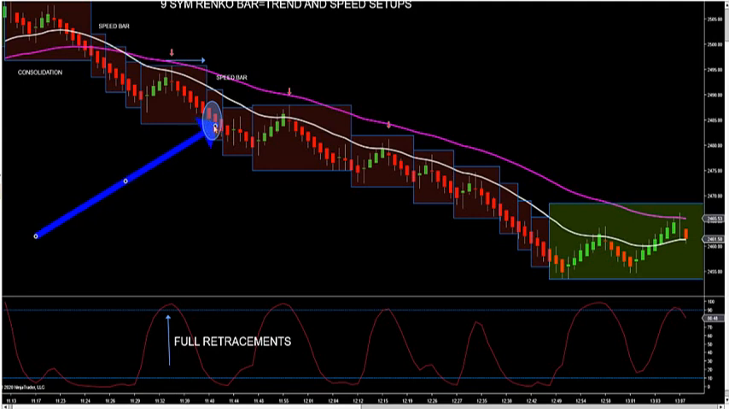But it's a two candle close. There's a two candle close. You want to come up to a full retracement. So here we are. We got to come above 90%. And then you look for a red reversal bar.